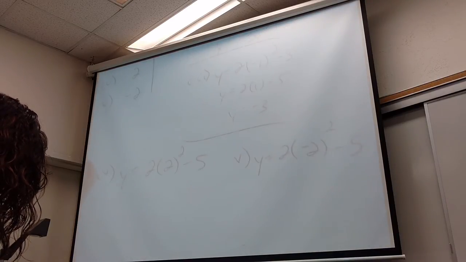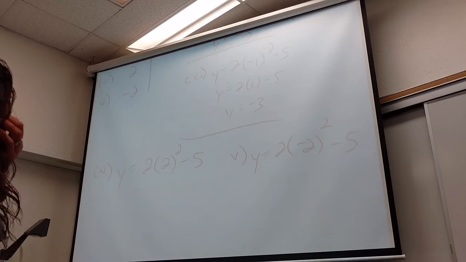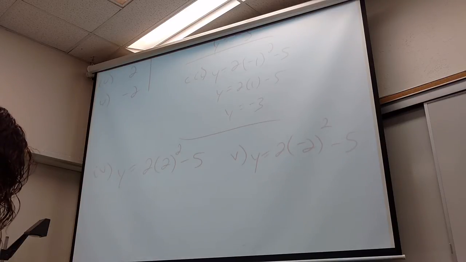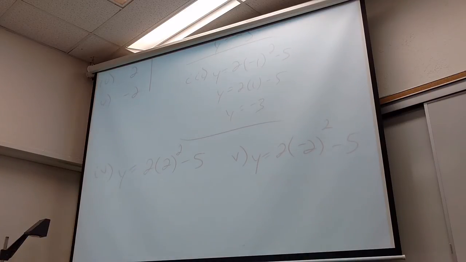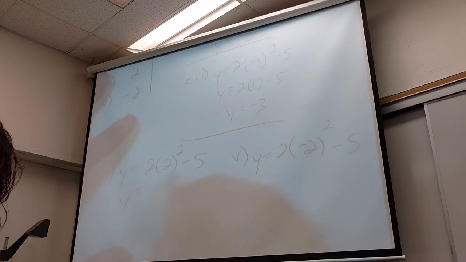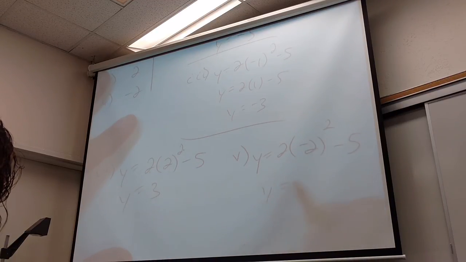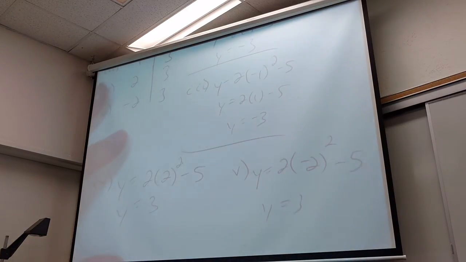Some of you hopefully realize you only have to do one of these because the other one's going to be the same, right? If I square 2 and square negative 2, I get 4 no matter what, which explains why it's shaped the way it is. The positive inputs have the same outputs as the negative ones do. So I get 2 squared is 4, times 2 is 8, minus 5 is 3. Negative 2 squared is 4, times 2 is 8, minus 5 is 3. So I get a 3 for both of those.